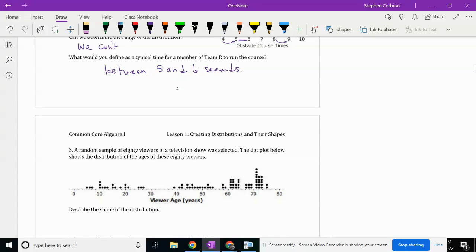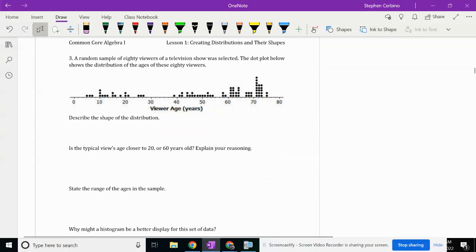On the next page of the homework, I gave you a dot plot. This talks about viewers of a television show. It's organized in a way where we have some really low numbers, but we have lots of dots to the right. So if we show this as a little curve, we can see the highest part of the curve is way over here to the right, meaning all of these data points to the left are going to skew the overall average of age. So this is going to be a skewed left curve.